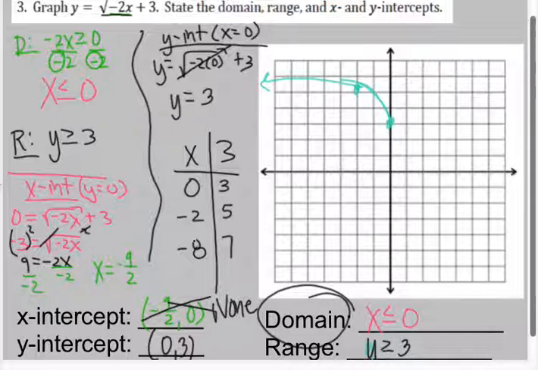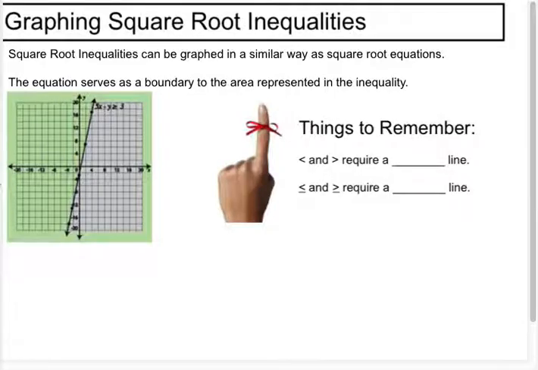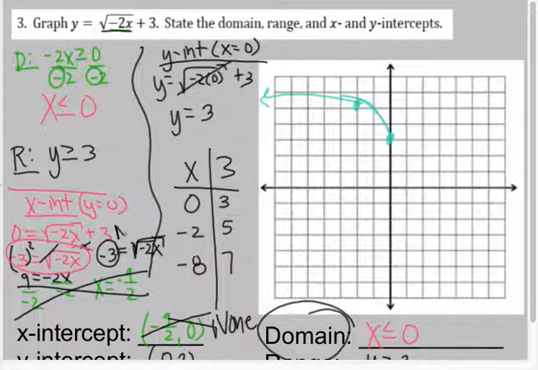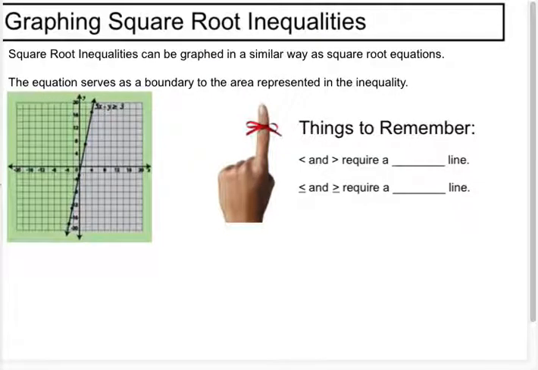So let's go ahead and look at the next one. And I'm just going to back up 1 second. The reason I won't have an x-intercept is, do you guys notice when I got to this point right here, I had -3 is equal to the square root of -2 times x. Can I ever take the square root of something and get a -3? No. So I should have stopped right here. So that is why there is no x-intercept. Sorry about that.